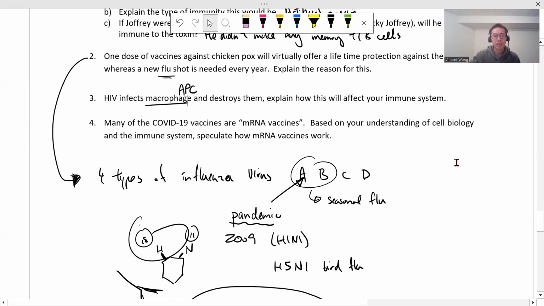Okay, moving on. Many COVID-19 vaccines are mRNA vaccines. I think I explained this already, right? By injecting the mRNA into your body, the APCs will pick up the mRNA and then create the spike proteins that are on the coronavirus, and then present it to the naive T cells, right? And then it goes through clonal expansion, and that's how you make the antibodies.